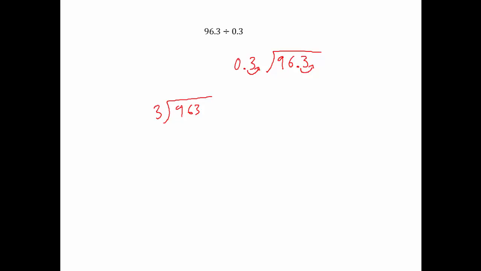Okay. So how many times can 3 go into 9? 3 times. So 3 times 3 is 9. 9 minus 9 is 0. Bring down the 6. How many times does 3 go into 6? 2 times. 2 times 3 is 6. And then 6 minus 6 is 0. Bring down the last one, 3. How many times can 3 go into 3? Just 1 time, right? So 3 times 1 is 3. And minus 0, right? So the answer is 321.